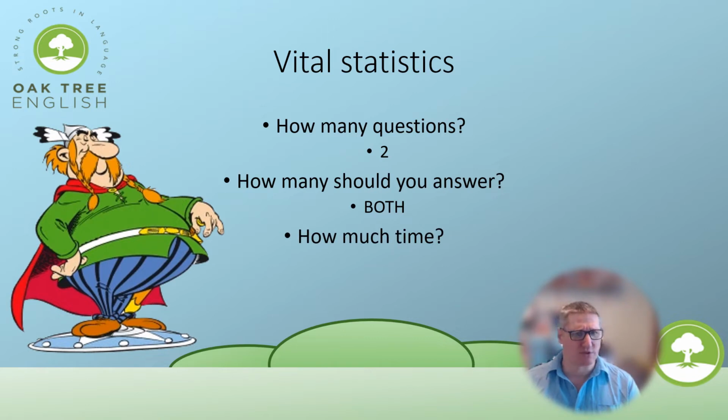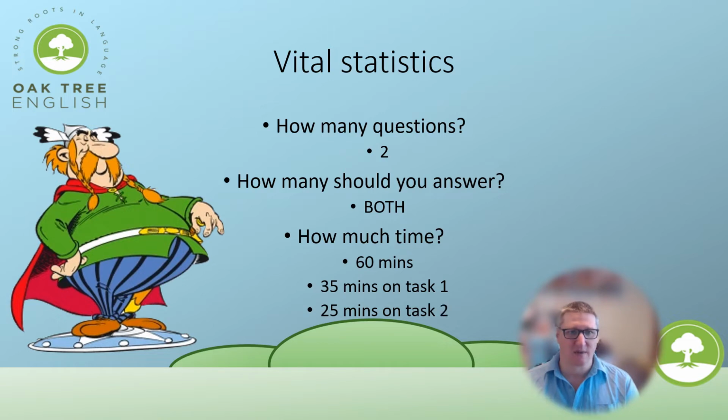How much time should you spend? There's 60 minutes in total. So you spend 35 minutes on task 1, 25 minutes on task 2. And what I've just told you in this slide is exactly what the instructions told you on the last slide. This is not complicated stuff. Task 1 is more valuable. Task 2 is still very valuable. Okay.